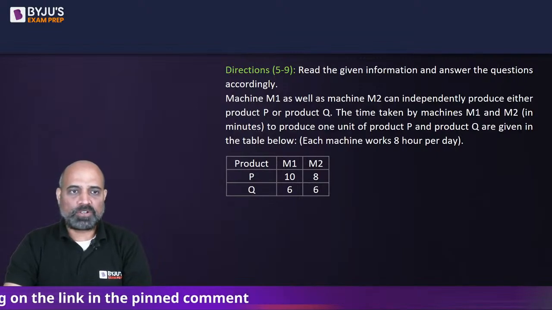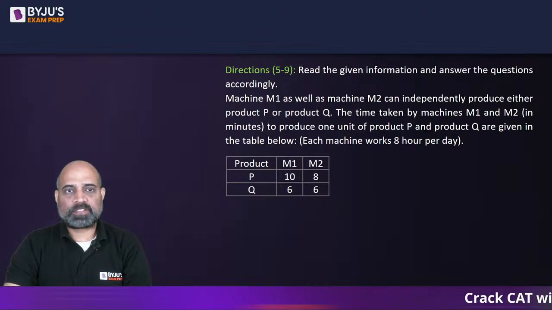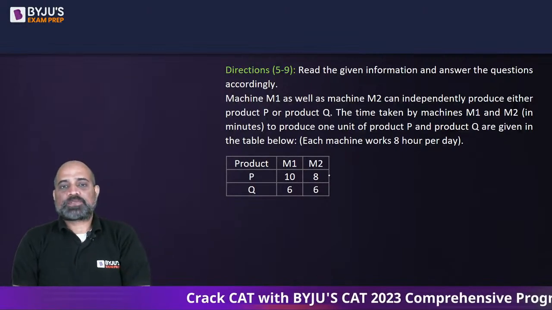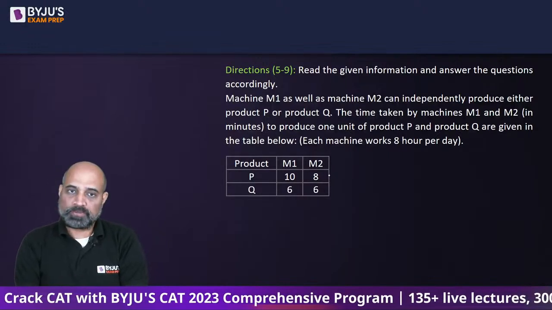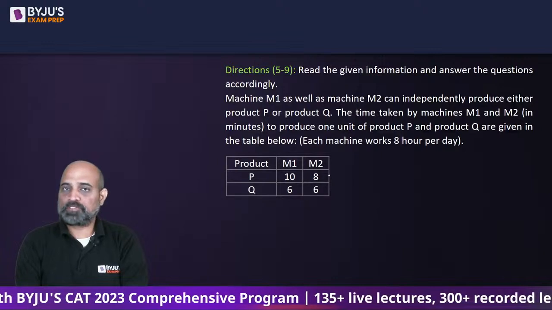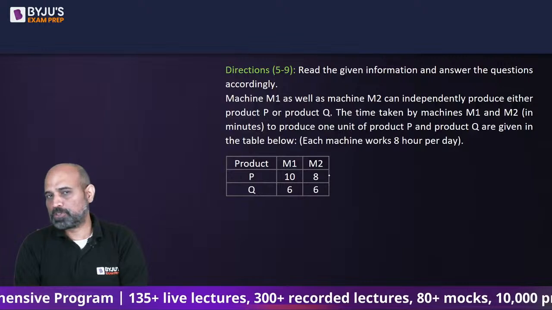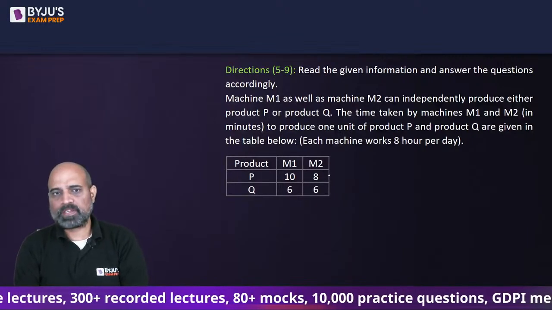Okay, so let's start with our next set. Machine M1 as well as machine M2 can independently produce either product P or product Q. So M1 will either produce P or will produce Q, and accordingly M2 will produce P or Q. मतलब दोनों simultaneously they can produce P or simultaneously they can produce Q.